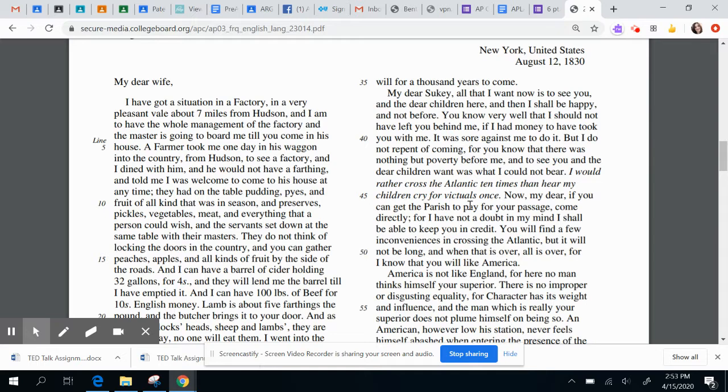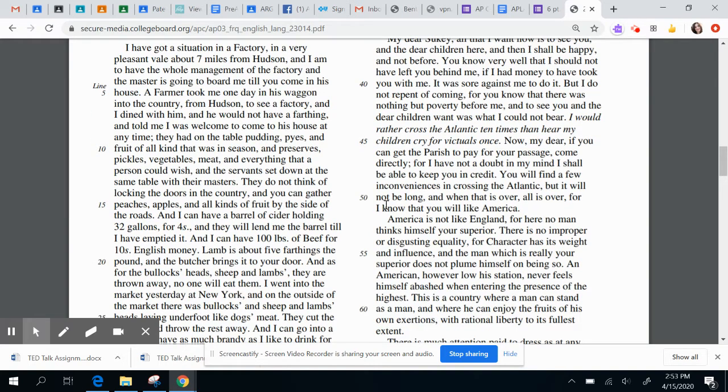Now, my dear, if you can get to the parish to pay for your passage, come directly, for I have not a doubt in my mind I should be able to keep you in credit. You will find a few inconveniences in crossing the Atlantic, another little concession, but it will not be long, and when that is over, all is over, another absolute. For I know that you will like America. This is an imperative statement, I know. And keep in mind the patriarchal expectation and cultural, societal status quo is that the wife completely depended on the husband.